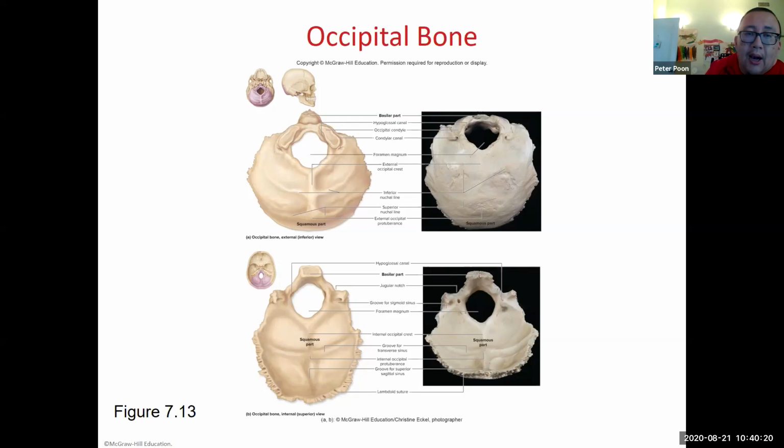Other things, these two lines, the superior nuchal line and inferior nuchal line. All the muscles on the back of your head, they attach to those lines.